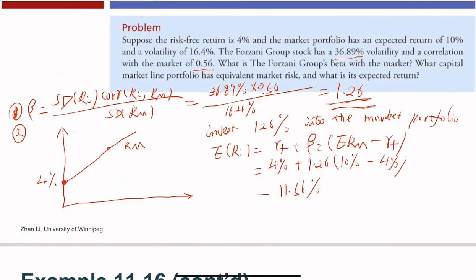So you can see that this is actually a quite simple problem. The only caveat here is you have to understand how to calculate beta. That's the key step. After successfully calculating beta, to answer the second question, which is about calculating the expected return, you just directly apply the capital asset pricing model.